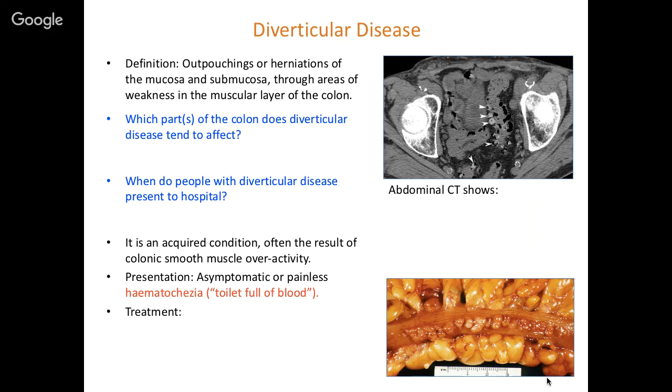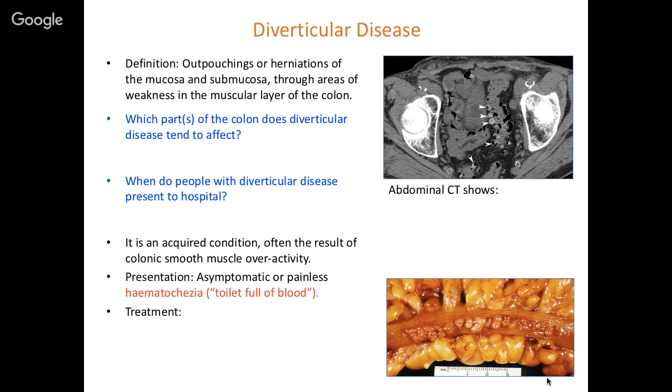Significant in diverticular disease because you have these little herniations or outpouchings of the mucosa and the submucosa through areas of weakness in the colon. Which parts of the colon does diverticular disease tend to affect? Yeah, sigmoid, descending, sigmoid mainly, except in Asian populations where it's relatively more common in the ascending colon. So there you go. So do people present with diverticular disease to hospital? They can.